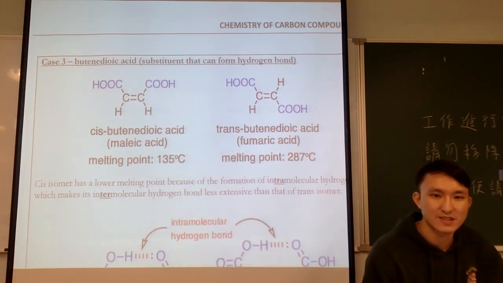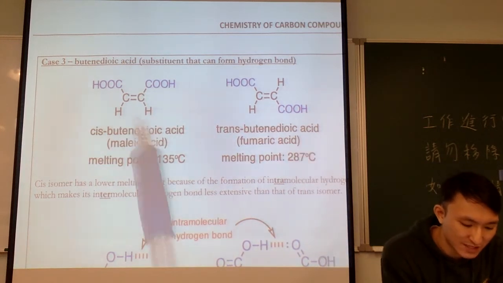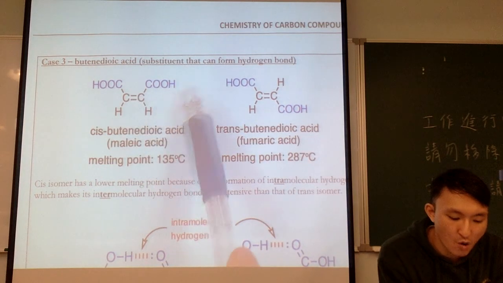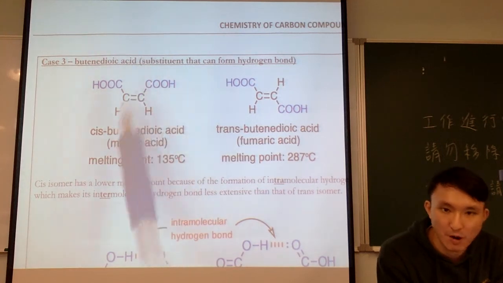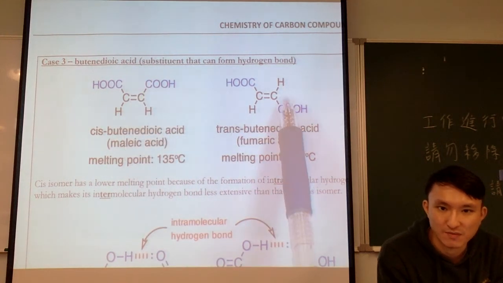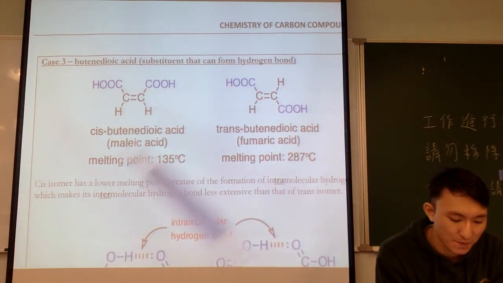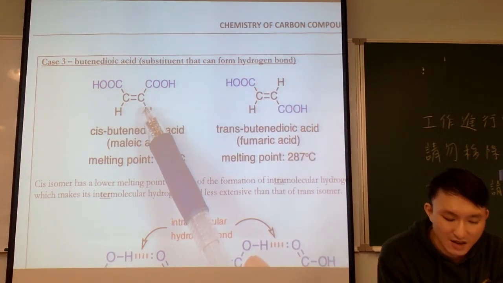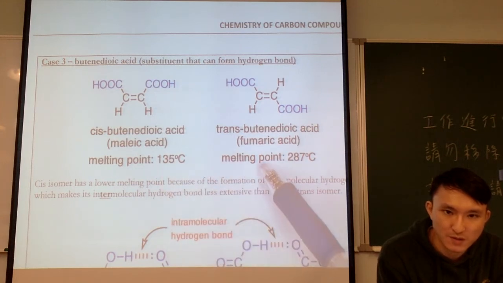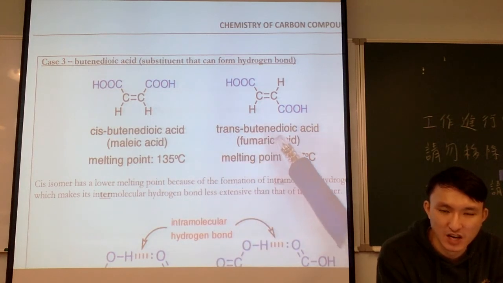Okay. Now you may say, hey, sir, this one is cis, right? Polar side group, so should be polar. This one on the opposite side, non-polar. So shouldn't it be this one having a higher melting point than this one? But it turns out that this one has a much higher melting point.